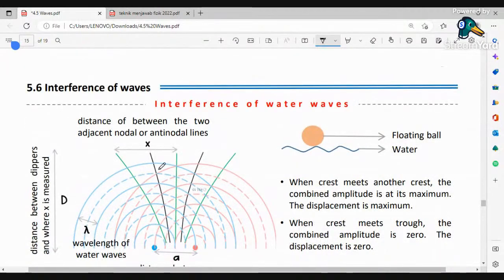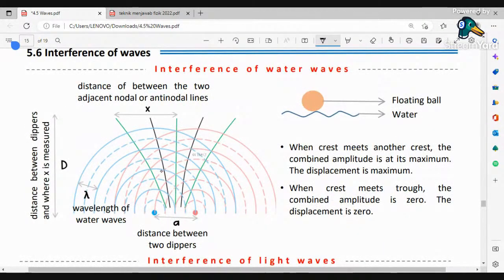Now let's look at the next interference of waves, water waves. You observe this one, the water and floating ball. The concept of interference is applicable for all kinds of waves: water wave, sound wave, light wave, electromagnetic wave. This one is water wave, same as what I discussed before. When crest meets another crest, the combined amplitude is maximum, displacement maximum. This is constructive interference. When crest meets trough, the combined amplitude is zero, displacement zero. So this is destructive interference.